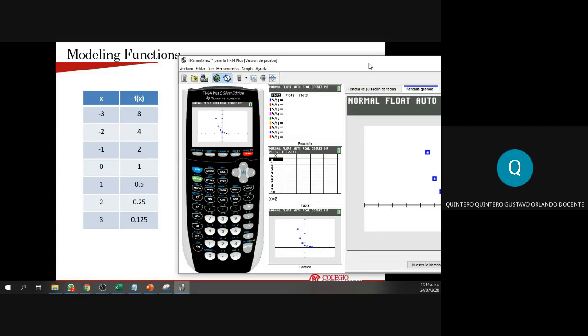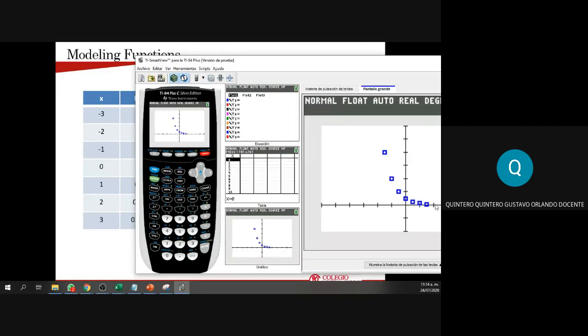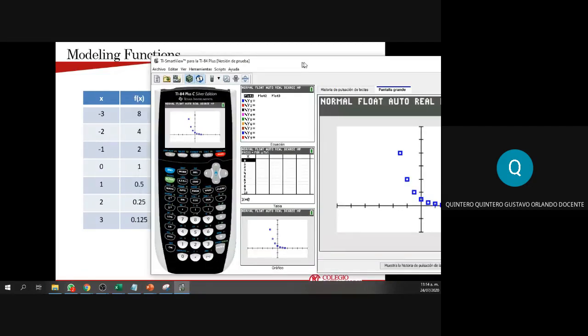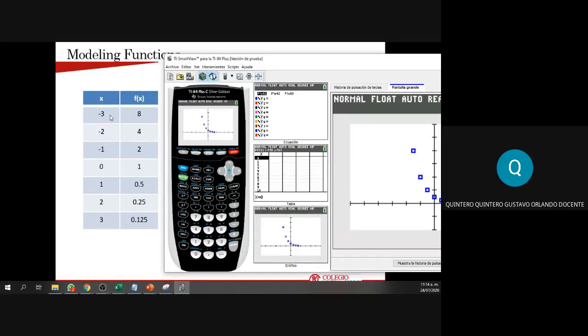Each and every one of these little dots that you can find here are points in our data. So look, the point negative 3, 8 is this one. Negative 3, 8. How about that?